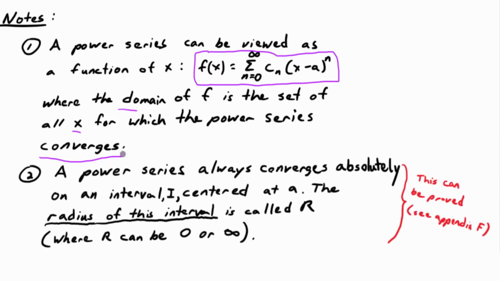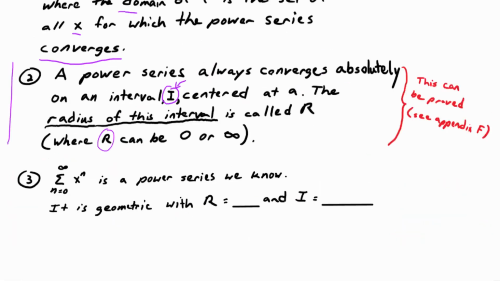Number two, a power series always converges absolutely on an interval I centered at a. The radius of this interval is called R, where R can be 0 or infinity. And this statement can be proved. You can look at Appendix F in your book for the proof. But the ratio test that we apply will help you believe it, I think. Within the particular examples we look at, we'll address what this I thing is and what we really mean by R.